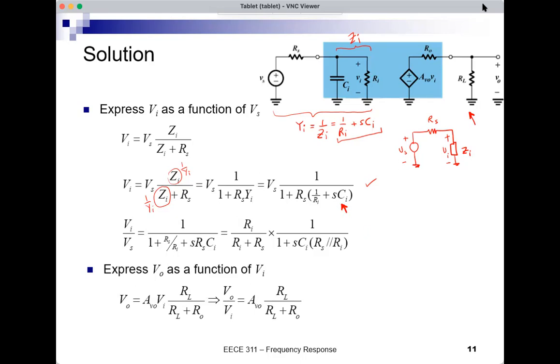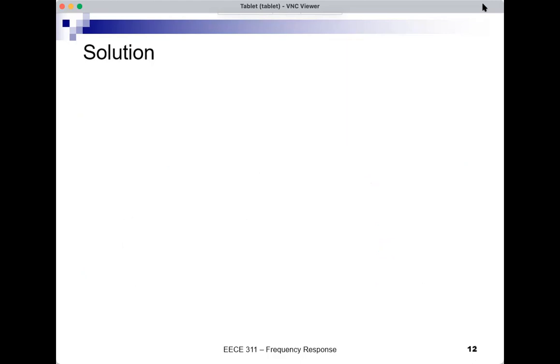So from this equation, I have Vi over Vs, and from this equation, I have Vo over Vi. So how can I find Vo over Vs? I'll take this, multiply them, and I get Vo over Vs. So that's Vo over Vs. And here it is. So the first part here is from the output voltage divider. The second part is from the input voltage divider.